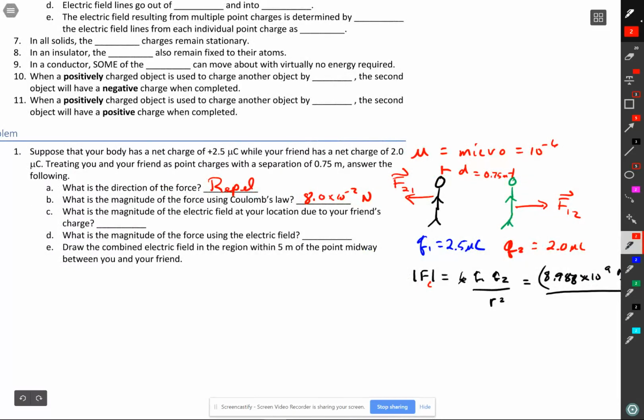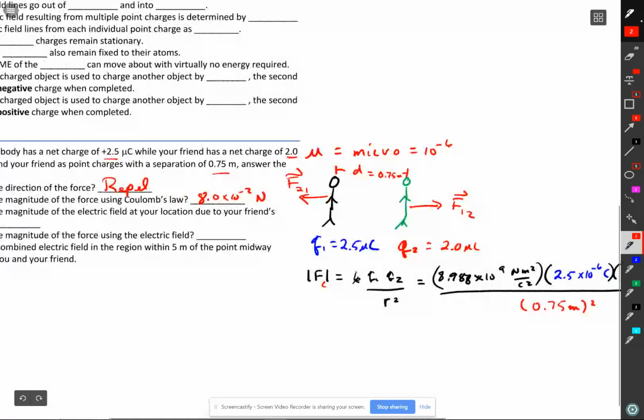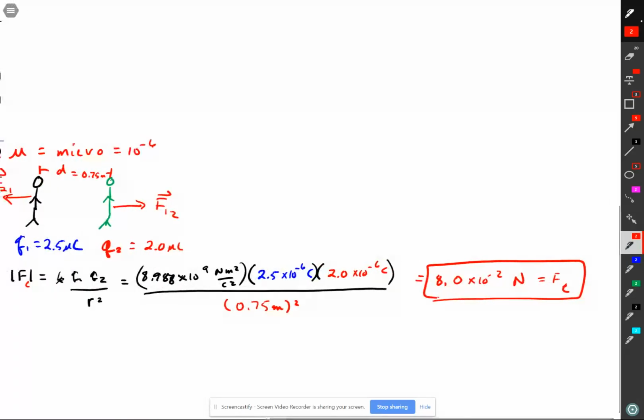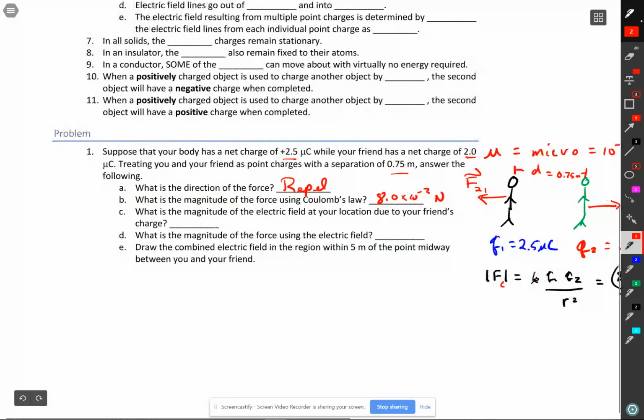Now notice there's only 2 digits here, 2 digits there, 2 digits there. So since these are all multiplied and divided, I have 2 significant digits in my answer, so that's why I just have 8.0 times 10 to the minus 2. If I'd wanted to keep one more, it would have been 7.99 times 10 to the minus 2 newtons. But we only had 2 significant digits, so I just put in 2.